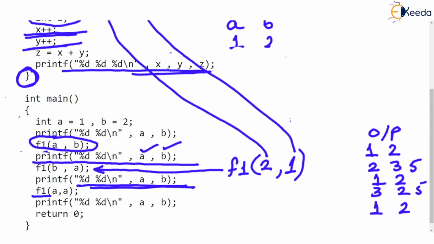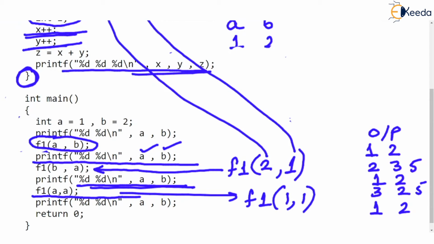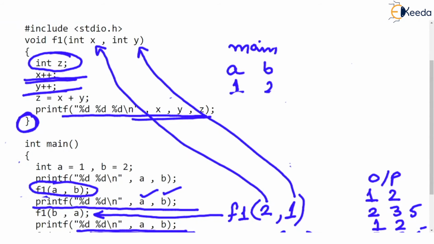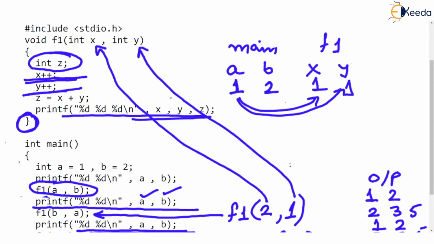Now have a look at this call F1(A, A). It's not very difficult to know. This is F1(1, 1), correct? Because we are passing value of A and again value of A. So what happens really? Now it's highly mechanical, monotonous this has become. Check that when F1 starts, X receives 1, value of A, and the second parameter Y also receives value of A. Please try to understand.